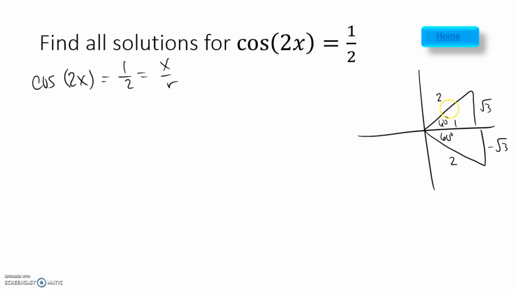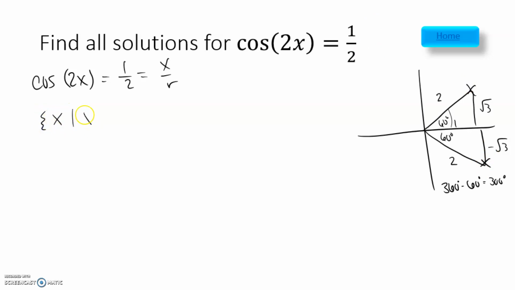Okay, so I need standard position, so I've got it here in the first quadrant. That's just 60. To get standard position for the angle in the fourth quadrant, you would take 360 minus 60, which would give 300. Okay, so we got two answers, one here and one here. To get back to this answer right here, you would keep adding 360, same thing here. Notice I don't have an interval.